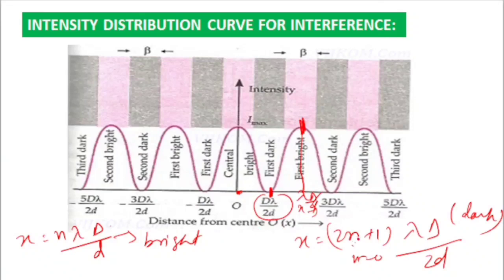Again, second minima, when you put n equal to 1, is 3 lambda capital D by 2d. Third minima is 5 lambda capital D by 2d. So in this way, first, second, third maxima and minima are obtained on both sides of the screen. All are separated equally. All bright fringes are of same intensity, all dark fringes are of same intensity, right? And distance between any two bright or dark fringes is same. So this is intensity distribution curve for interference pattern.